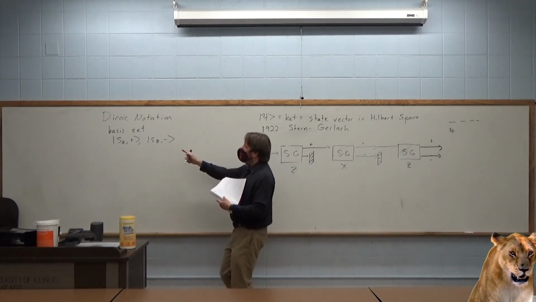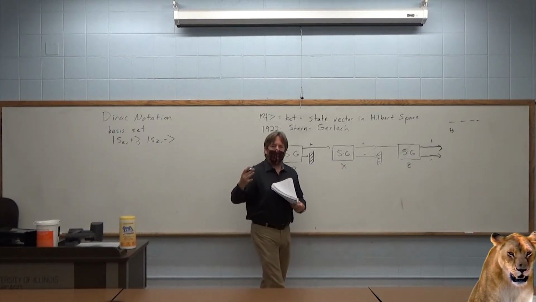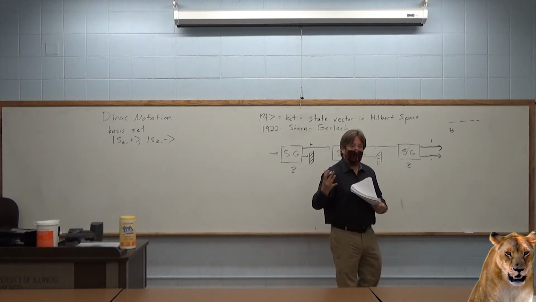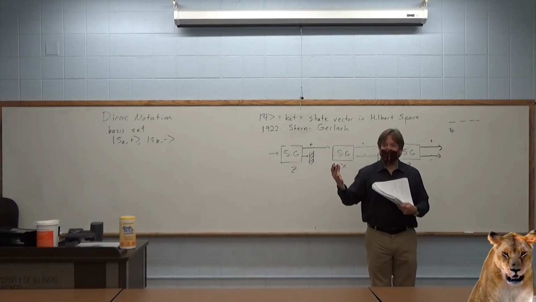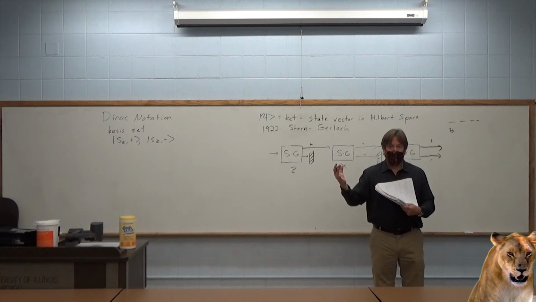Z. What about X? What about X up and down? Shouldn't I have an X up and down? And a Y up and down for that matter? Shouldn't I have 6? What do you think? Should I have 6 or 2?